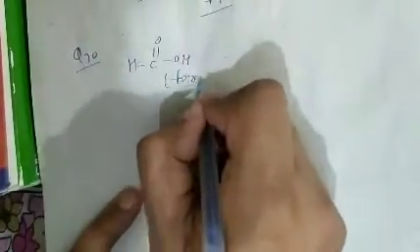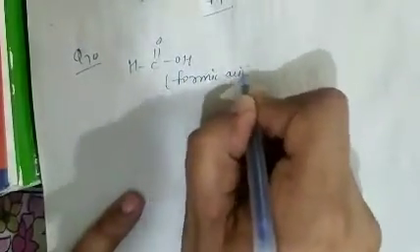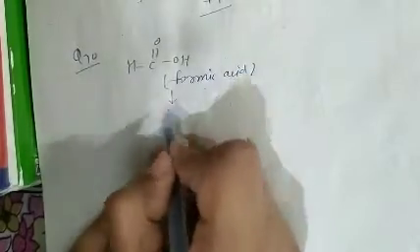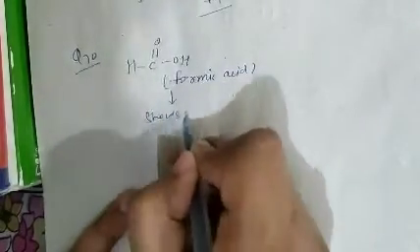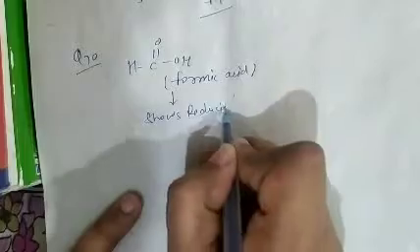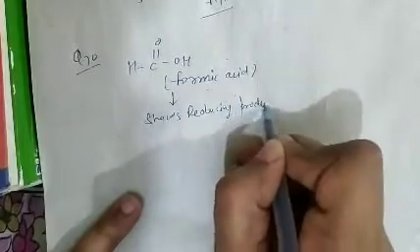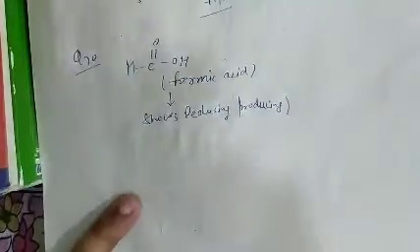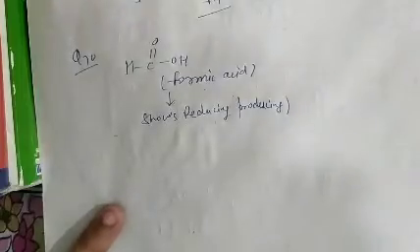See question number 70. The question is: which fatty acid shows reducing property? As we know, this compound is known as formic acid, and formic acid shows reducing property. So for question number 70, option D is correct.